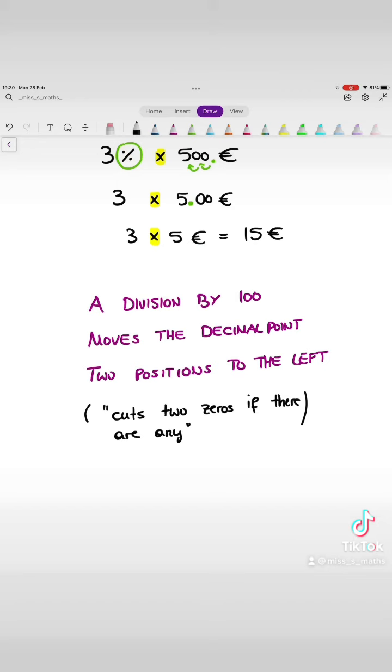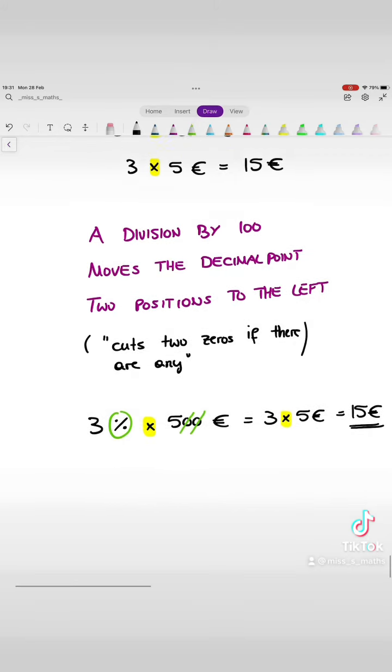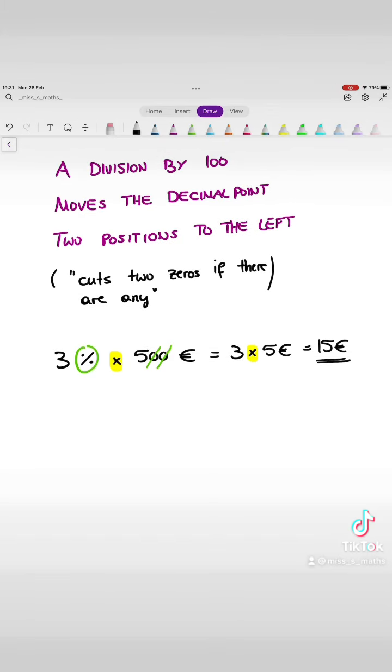So that movement of the decimal point is something really handy, and especially if I have numbers ending in zeros, that means I'm allowed to cut 2 zeros out. So that movement of the decimal point with numbers ending in 0 actually results in cutting off zeros. So this works really handy when you have numbers ending in 0.